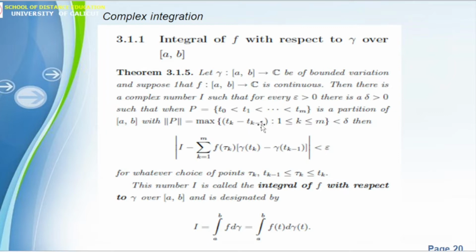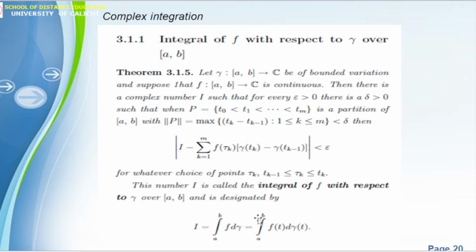is less than delta, then the modulus of I minus the sum over k from 1 to m of f of tau k into gamma of tk minus gamma of tk minus 1 is less than epsilon, for whatever choice of the points tau k with tk minus 1 less than or equal to tau k less than or equal to tk. And this number I is called the integral of our function with respect to gamma over the interval [a, b].